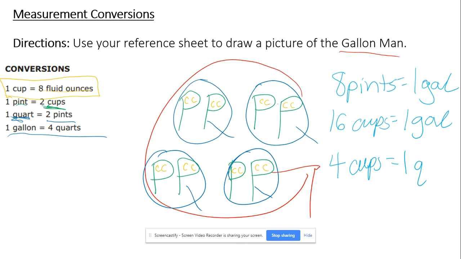So this is what can help us figure out conversions instead of just looking. If you want to just look at these conversions on your reference sheet, you can. I personally like to use the gallon man because I can easily count and see how many cups are in a gallon.